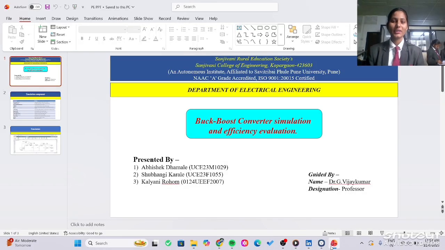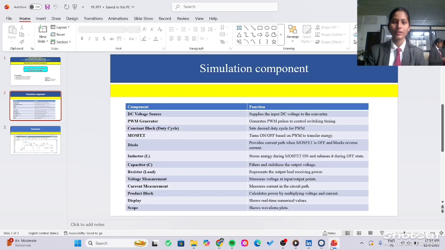Good afternoon. My topic is boost converter simulation and efficiency evaluation, presented by Abhishek Tamale, Shubhangi Karaye, and Kalyani Roham, guided by Dr. G. Vijay Kumar.